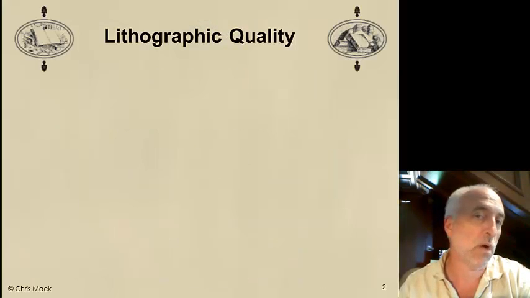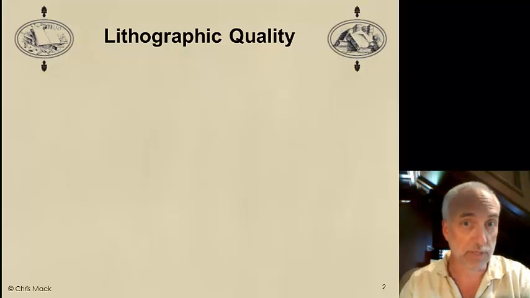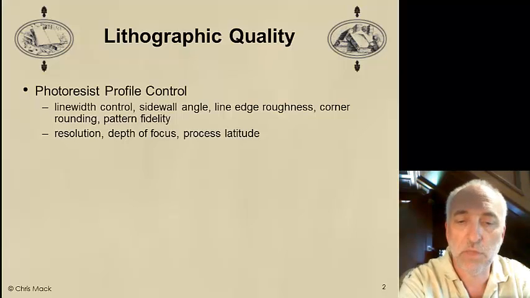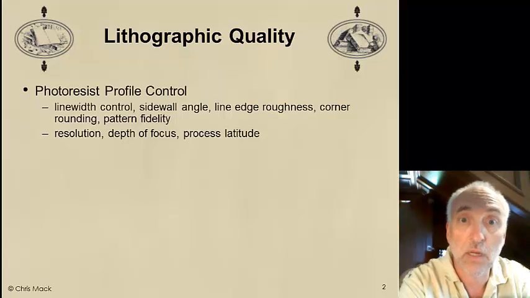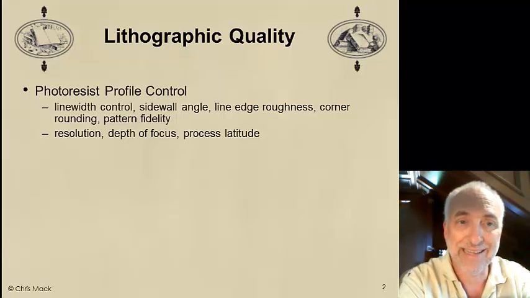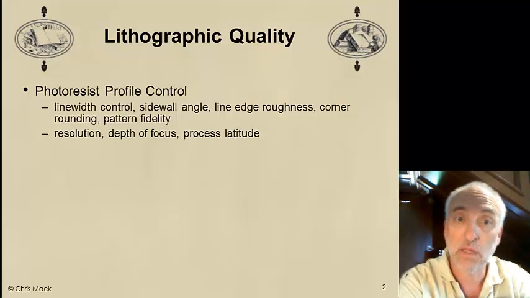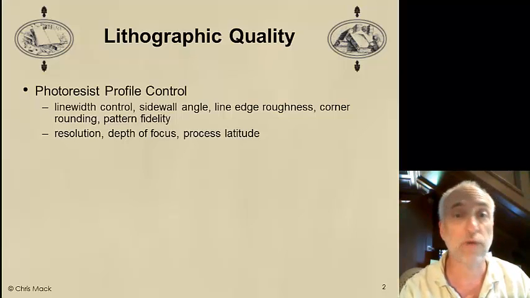So what is lithographic quality? There are four main classes, ways of categorizing the broad topic of how to judge the quality of a lithographic result. First, and probably foremost, or at least one of the top couple of things you think about in lithographic quality, is getting a good resist profile. That is, getting the right line width, the right shape of the profile, the sidewall angle, the angle that the sides of the profile make with the substrate.